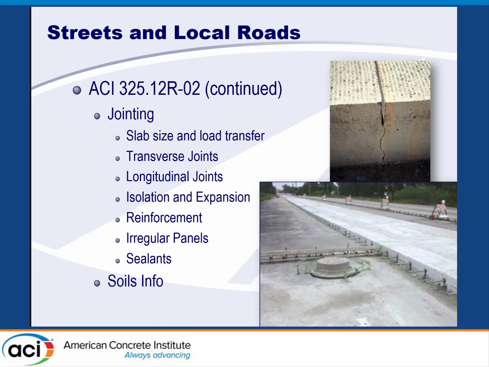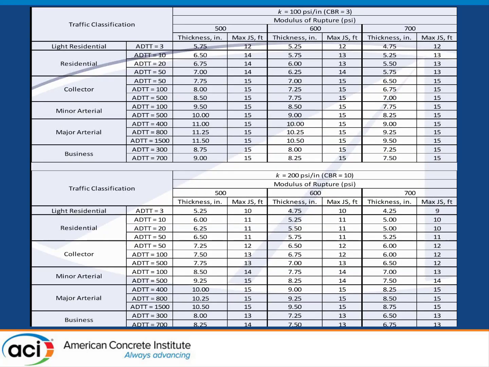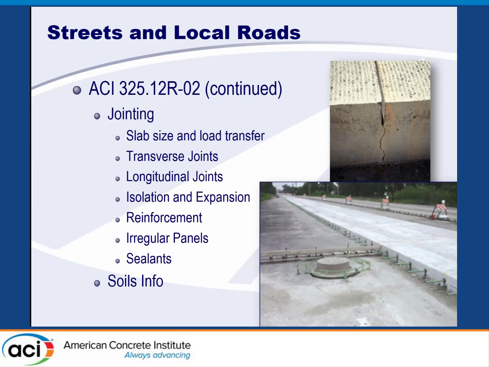And so the rest of the ACI 325.12 document talks a lot about jointing. There's a lot of different aspects of jointing that can make or break a concrete pavement's performance over the long term. And that's where having these maximum joint spacings right within the table starts to help with that. But we also have other types of joints. That maximum joint spacing is really looking at our transverse joints. We also have to worry about our longitudinal joints, whether or not we have some odd-shaped slabs and how we need to deal with those. We also have isolation and expansion joints, whether we have those irregular slabs, and whether or not we're sealing our joints as well.